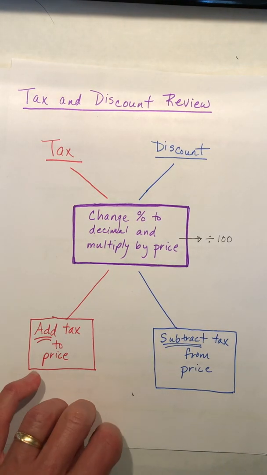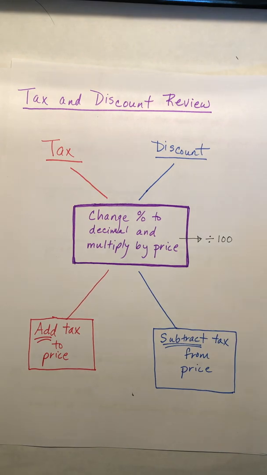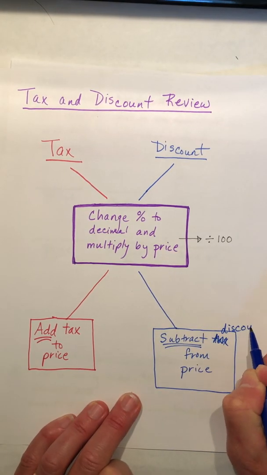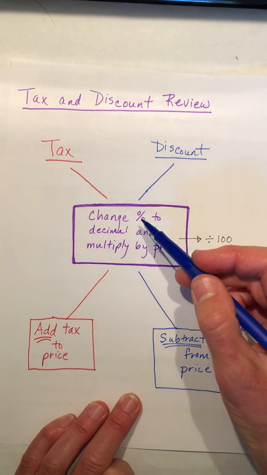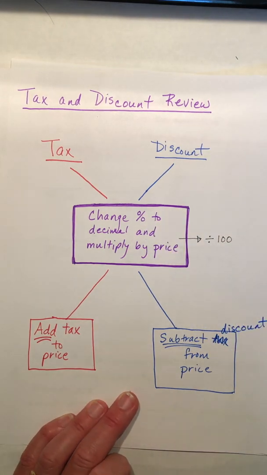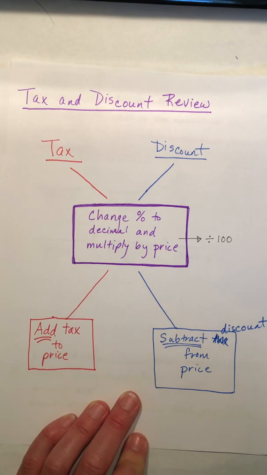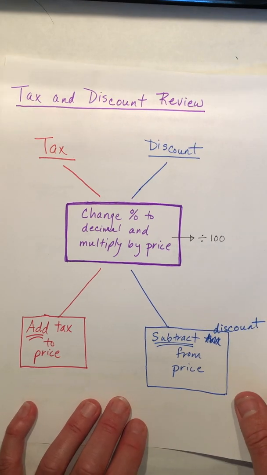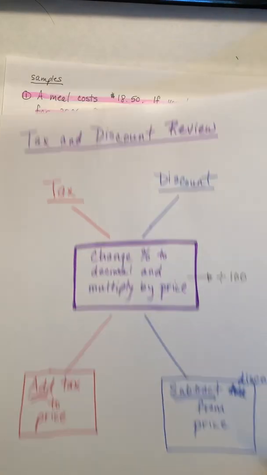And I can see I have a mistake on my paper. That should be discount. And with discount, we change the percent to a decimal and multiply it by the price, but we subtract the discount from the price. So, let's take a look at a couple problems.